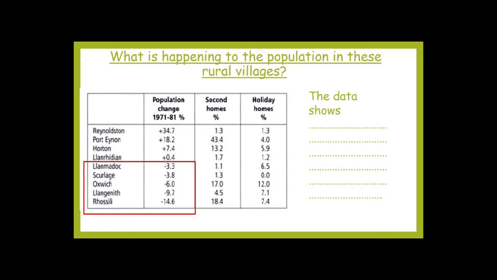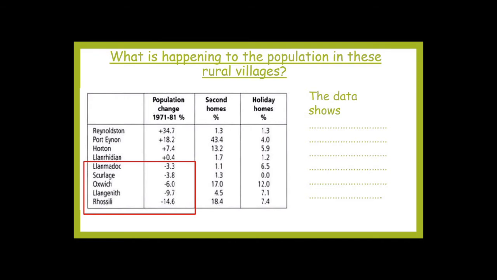The population is declining. For example, you should always quote data if you're talking about data. For example, Rhossili has seen a 14.6% drop in population, and Oxwich has seen a 6% drop in population. Don't talk about every single village, just 2 or 3 of them is fine to quote the figure for. So the data shows that the most rural villages of Gower are experiencing depopulation. For example, Rhossili has lost 14.6% of its population between 1971 and 1981, and Oxwich has lost 6% of its population.